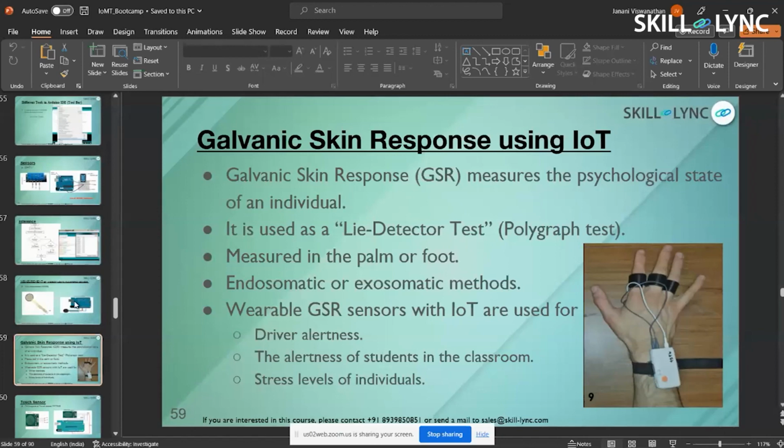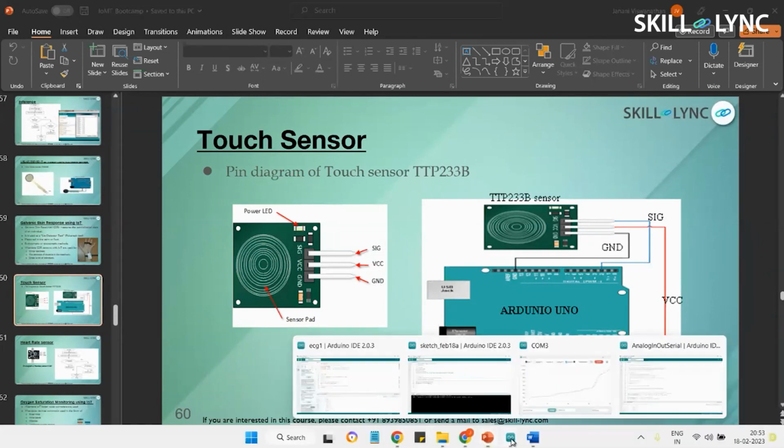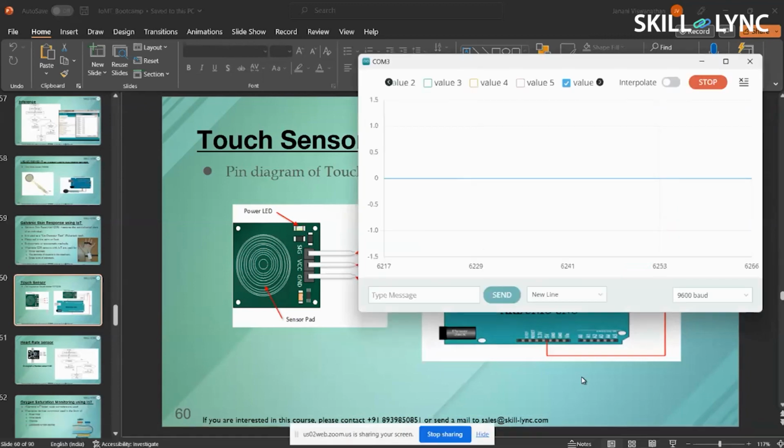It is used to examine your mental status, driver alertness. So how Titan is capturing the alertness of students in classrooms, stress level of individuals, by just seeing the galvanic skin response, you can monitor this using IoT. Again, as I told you, for the IoT touch sensor you have 3 pins: signal, VCC, ground, for 3 volts, with signal to A0. It is an analog sensor. So I can give this to A0, VCC for the voltage input, ground for ground. Okay, then I can just code it and I can see the activity.